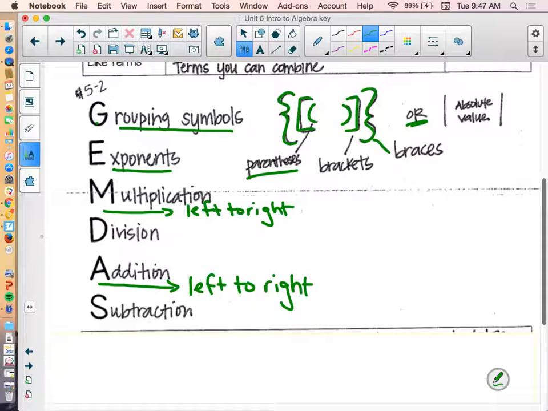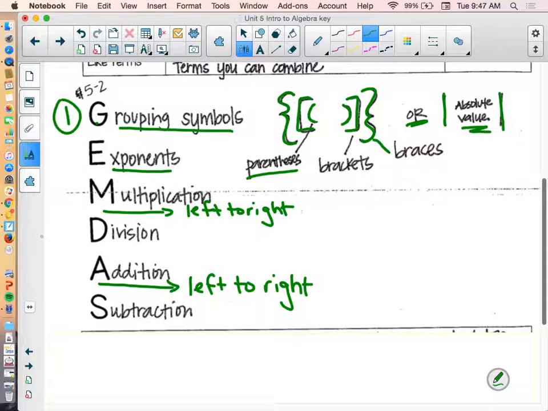Or grouping symbols can also be absolute value. And remember, that is not just a set of parentheses, although it does go first in the order of operations. So we always do all of these things first, but absolute value makes it positive.